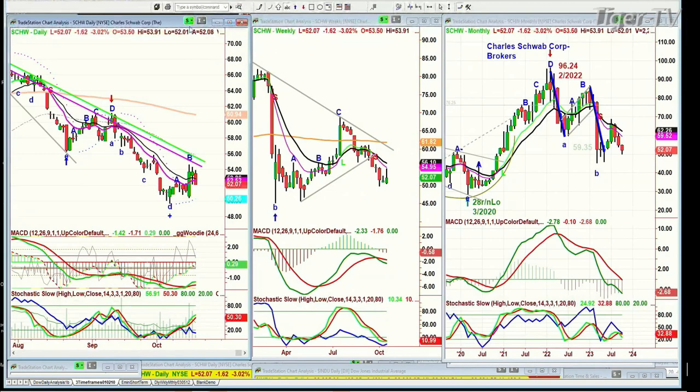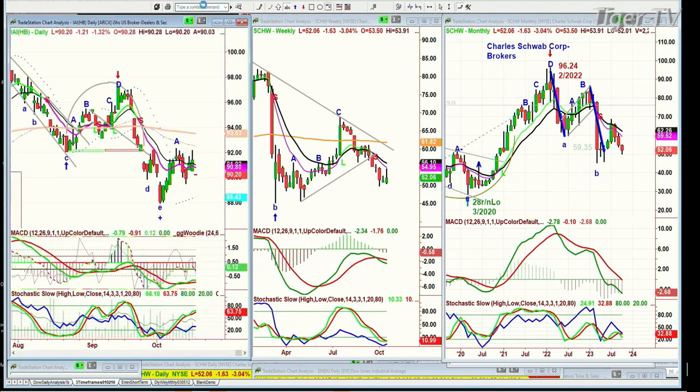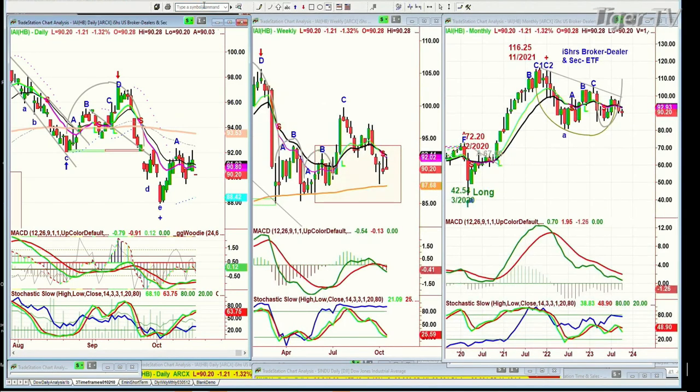And when I did my work last night and I was looking at the IAI, we're still long from 45 back in 2020, and it's trading at 90.2. It's already been to 116. We're just holding this. This is the iShares broker dealer and security. It had a pretty good move yesterday, but really not the kind of move that I would have anticipated. And today it's down $1.21 at 90.20. And why is it just showing this? Oh, it's kind of static.